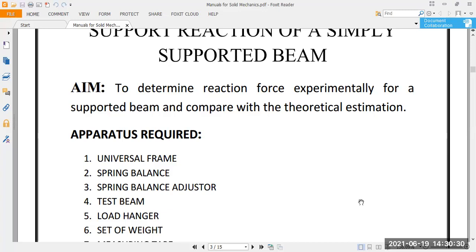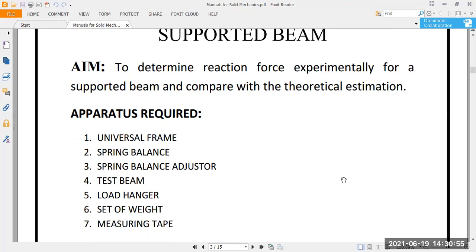The spring balance is required, and there should be some adjusting arrangement on the spring balance which you can adjust to see, due to the application of external loads, maybe one, maybe two, at different positions of the beam, how much the reactions are carrying. And we then have to calculate the reaction analytically, and match it with our experimentally found results.